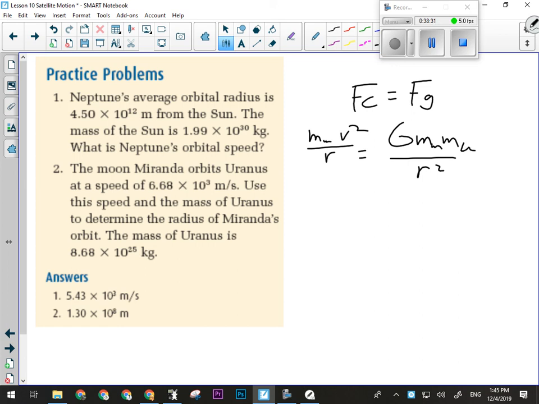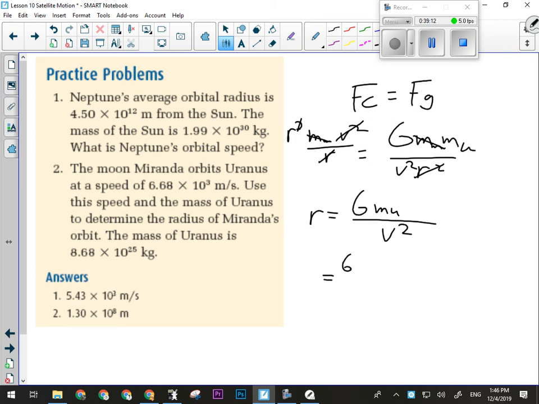I've got to manipulate here because I'm looking for the radius. Radius squared is on the bottom here. I'm going to move it over to this side by multiplying both sides by it. That squared is going to cancel off the r on the bottom. The mass of Miranda is going to cancel, right? And then I'm going to bring v squared over by dividing it. So the radius of the orbit is big G times the mass of Uranus divided by the speed squared.